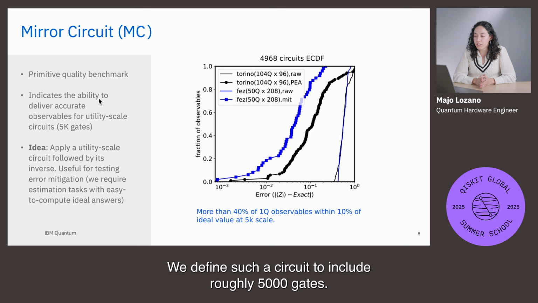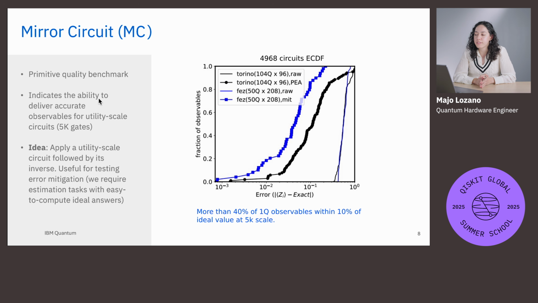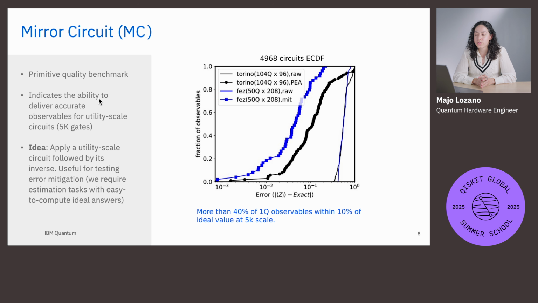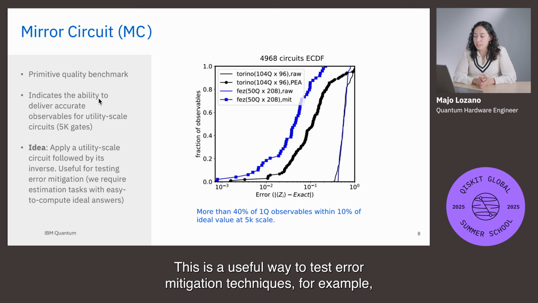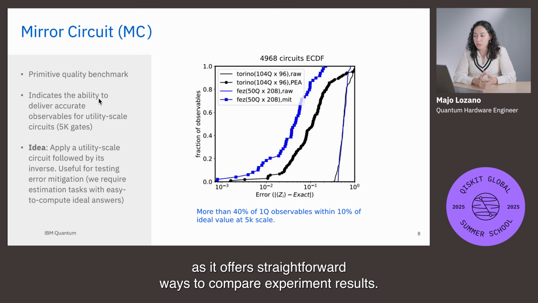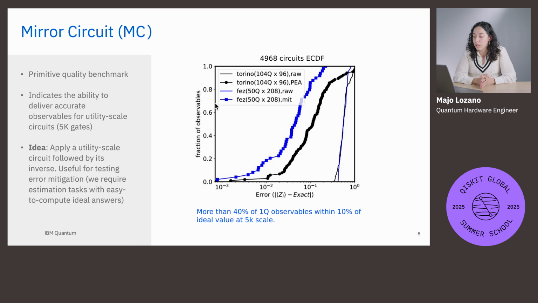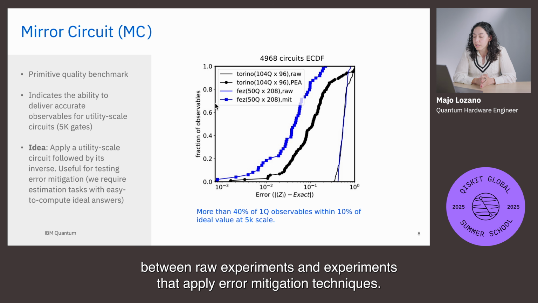We define such a circuit to include roughly 5,000 gates. The main idea behind the mirror circuit benchmark is to run a circuit followed by its inverse, and to compare the observables to the ideal values. This is a useful way to test error mitigation techniques, for example, as it offers straightforward ways to compare experiment results. The plot we see on the right, in this case, compares the accuracy of observables between raw experiments and experiments that apply error mitigation techniques.